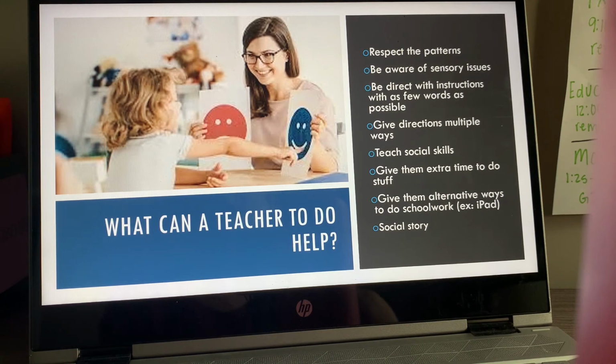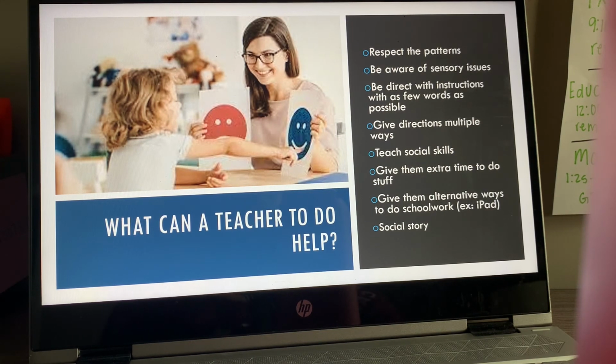Also, teachers can be direct with instructions with as few words as possible, because students with ASD tend to not be able to understand everything that you're saying. So if you use as few words as possible and be as direct as possible, they will most likely be more understanding of the instructions that you have. It's also maybe a good thing to give directions in multiple ways, so that maybe one way will click in their head and they will be able to follow the directions without extra help.